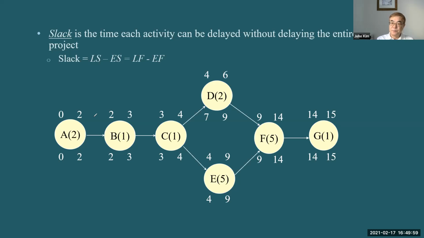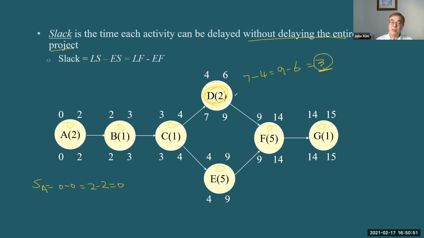Activity A: slack A equals 0 minus 0, or 2 minus 2, equals 0. So this one has 0 slack. This one also 0 slack. This one also 0 slack. But this one: 7 minus 4, or 9 minus 6, is 3 weeks of slack. That means this activity can be delayed up to 3 weeks without delaying the entire project.